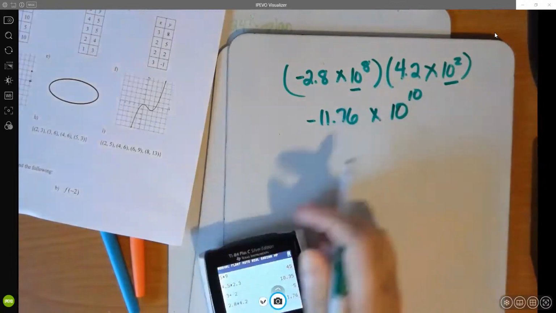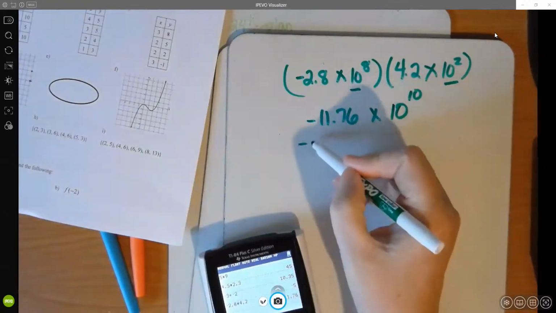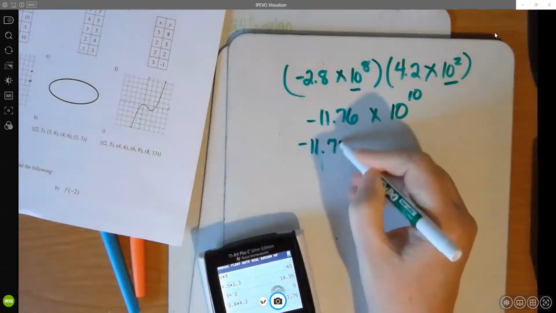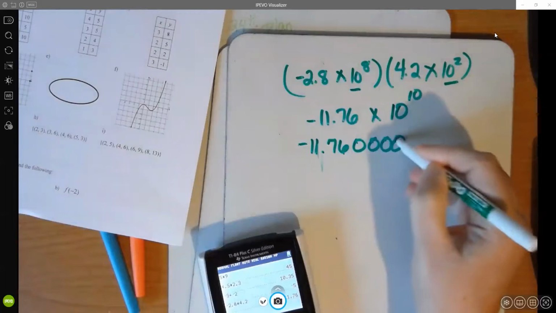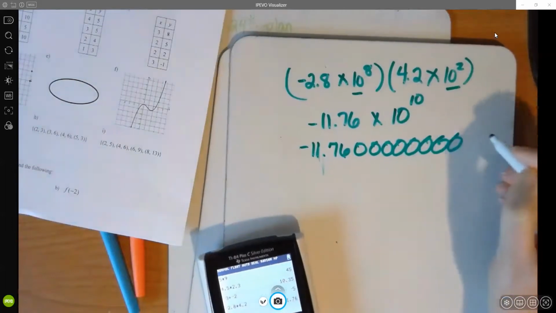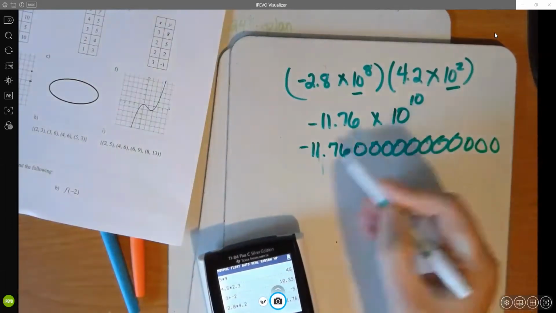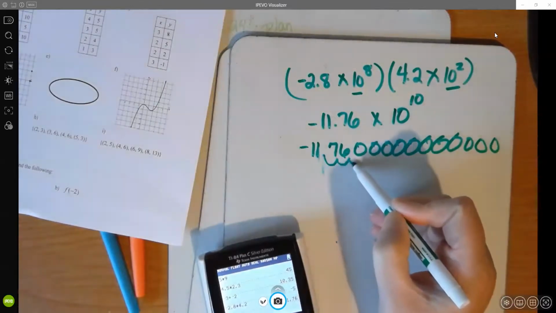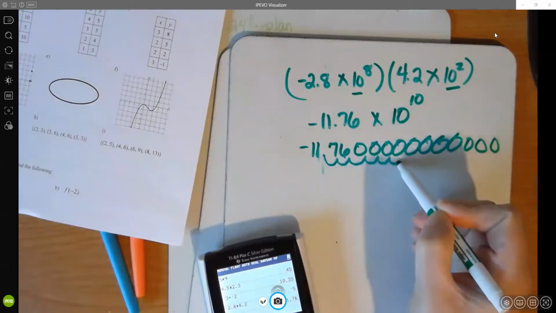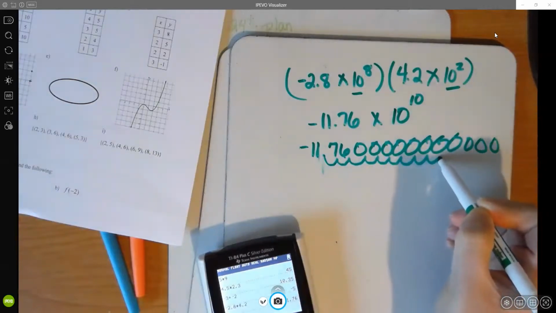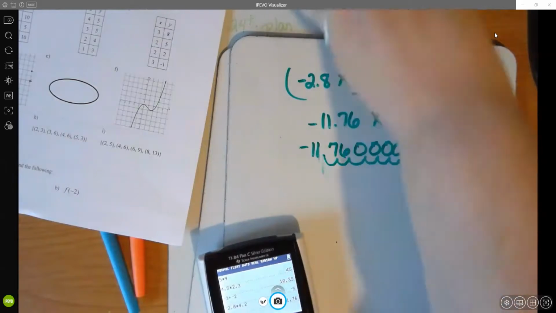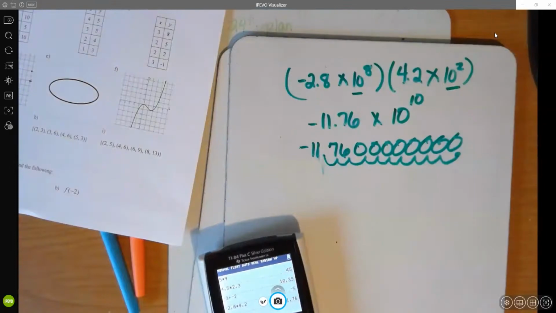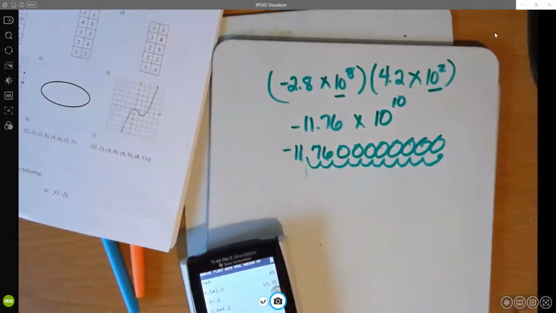Then I'm going to change it. Negative 11.76. And I'm going to add a whole bunch of zeros here. And what do I do? I move it 10 places. 1, 2, 3, 4, 5, 6, 7, 8, 9, 10. And then I'm just going to erase those last three. The magic of the whiteboard.